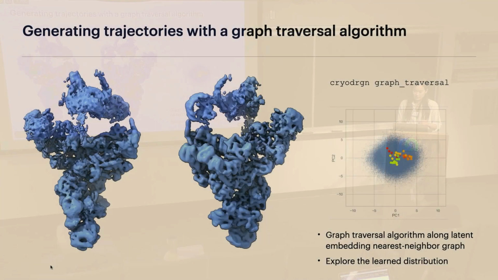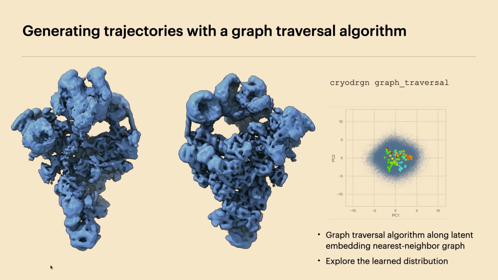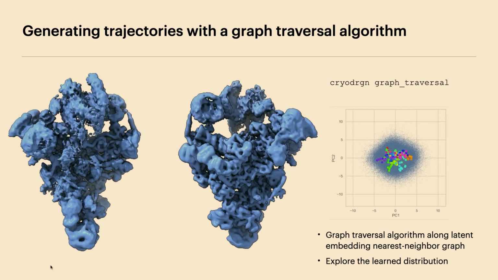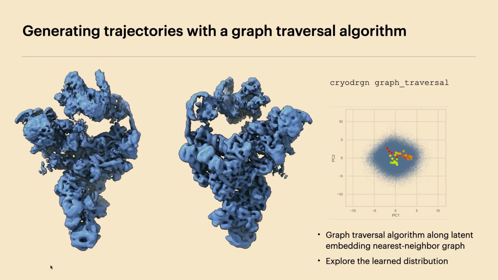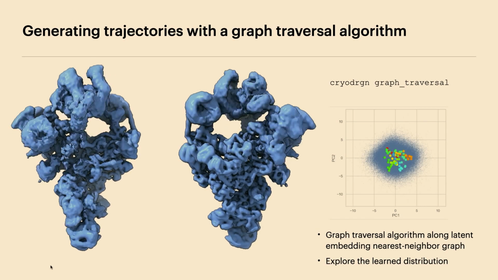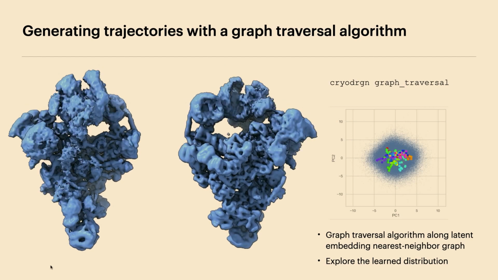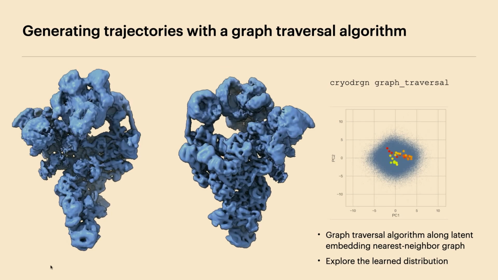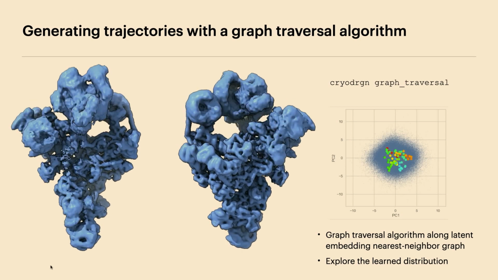So here what we're doing is we're building the KNN graph of all of our latent embeddings and then doing a random walk along this graph, generating structures at the visited nodes to generate what I think of as a plausible trajectory of this precatalytic spliceosome in motion. And obviously I'm not making any claims that this is the actual trajectory, but I think this is a really nice way of exploring the learned distribution and really seeing the full distribution of structures learned by the deep generative model.